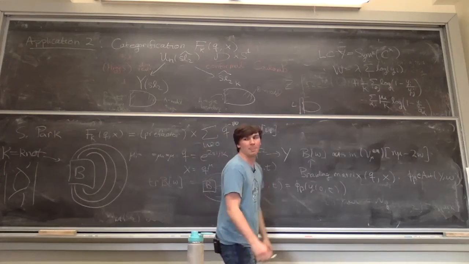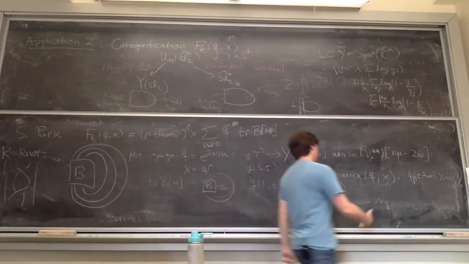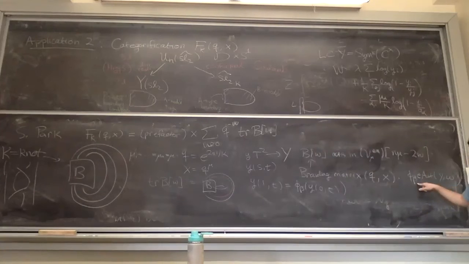Yeah. So what is phi beta? Phi beta, so the braid induces some map from Y to itself. Like if you want its action on T branes, then it's just the one that moves the.